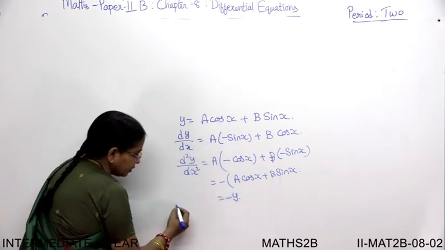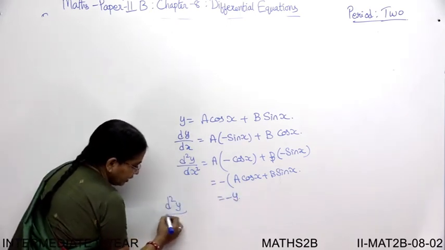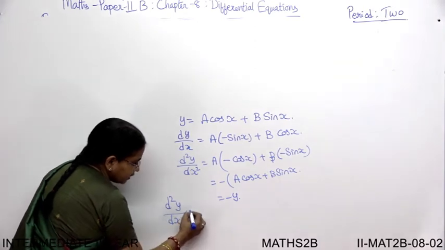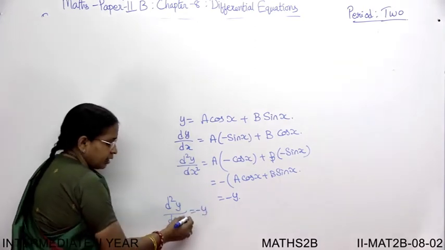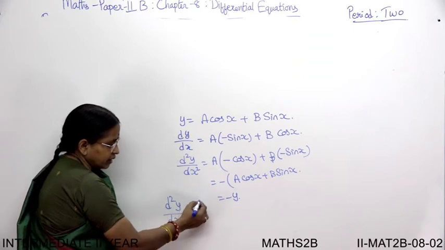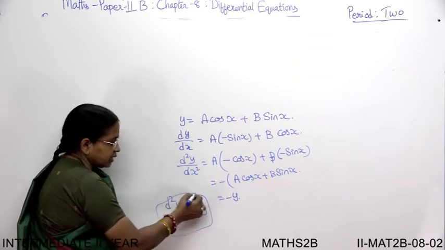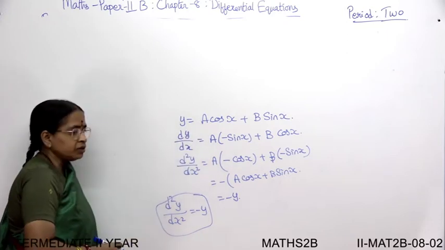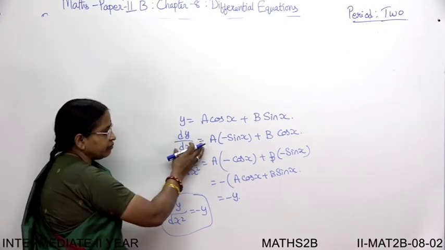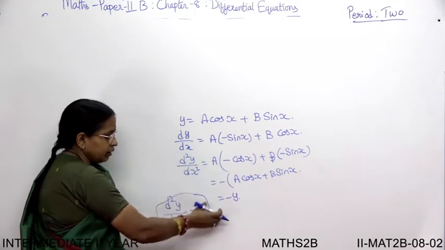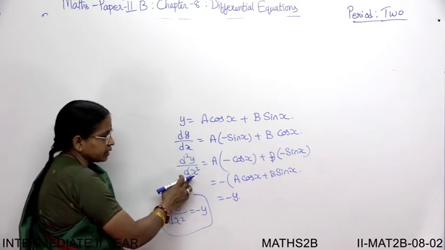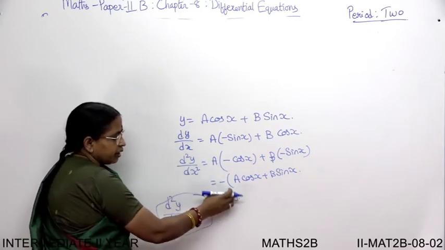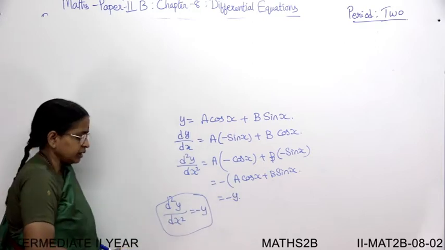That's all. So that means d square y by dx square is equal to minus y, or d square y by dx square plus y is equal to 0 is the required differential equation for which this is the solution. So here we didn't solve for any a or b. Directly we could get the equation because in the second order derivative we were able to write it as minus y.